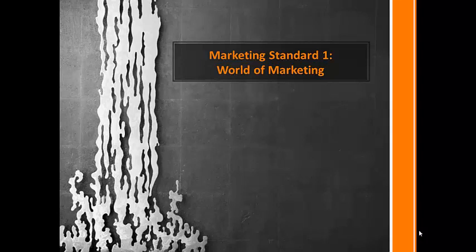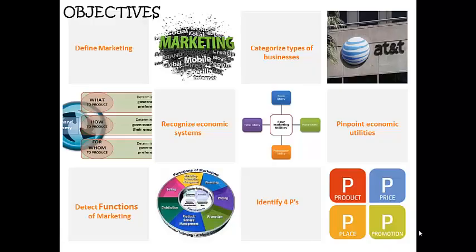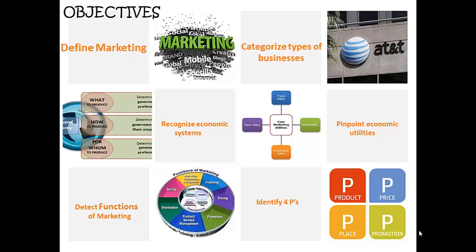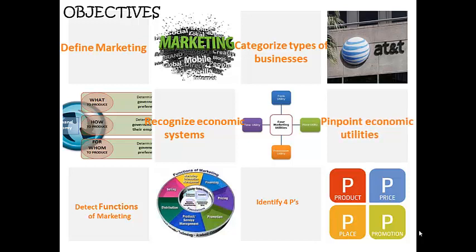This video is about the world of marketing. The objectives, or things you should learn from this video, are to define marketing, to categorize different types of businesses, to recognize different economic systems, to pinpoint economic utilities, to detect the functions of marketing, and to identify the 4 Ps, or the marketing mix.